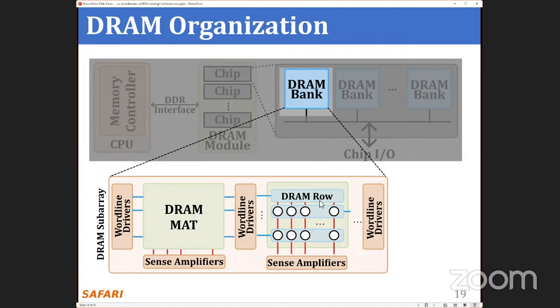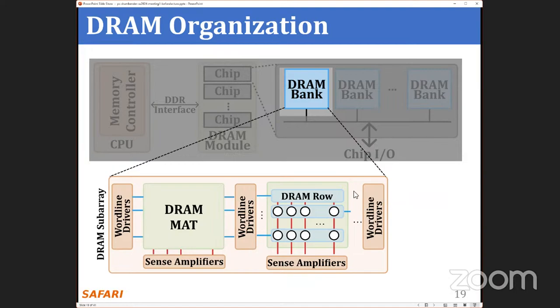That is to say, whenever we want to access DRAM, the entirety of a row of DRAM cells will always be accessed. And then we will read and write to certain columns in this DRAM row.